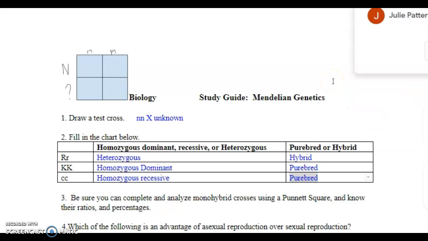And next in our chart it says fill in with either homozygous dominant, recessive, or heterozygous, and purebred or hybrid. Okay, so remember hetero means different. Big R, little r, that's two different alleles, so that would be heterozygous. And heterozygous is also called hybrid. So heterozygous is hybrid. Big K, they're the same. Homo means the same. They're both big letters, so this one would be homozygous dominant. Anything homozygous is considered purebred. Little c, again, the alleles are the same, but this time they're little letters, so this one is homozygous recessive, and it would also be purebred.